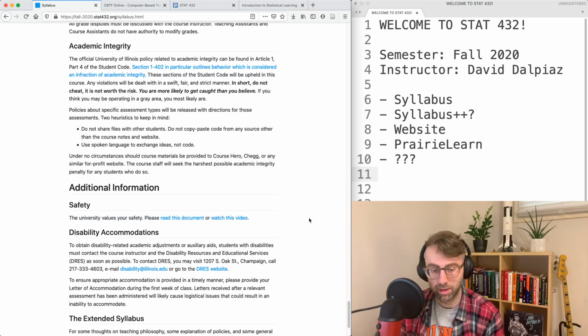This is some information about safety. I don't think this really applies this semester because we're not in a classroom, but you should be aware of this anyway.